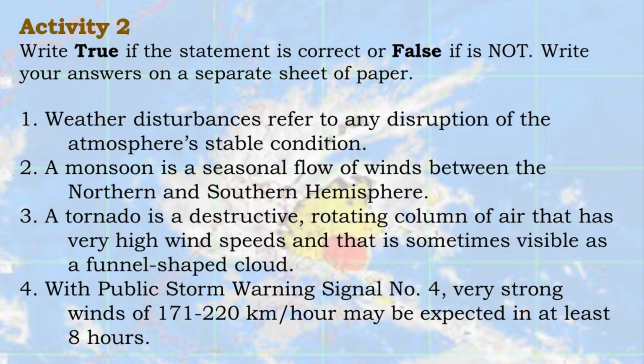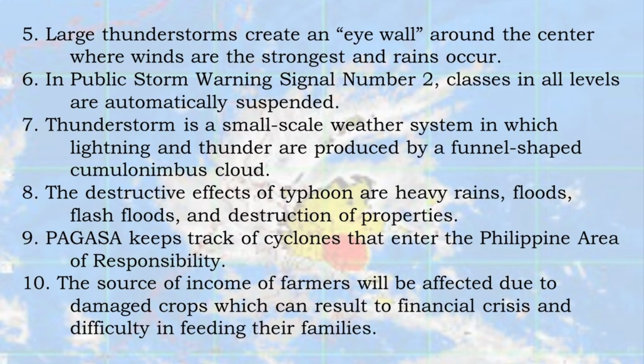4. With public storm warning signal number 4, very strong winds of 171 to 220 km/h may be expected in at least 8 hours. 5. Large thunderstorms create an eye wall around the center where winds are the strongest and rains occur. 6. In public storm warning signal number 2, classes in all levels are automatically suspended. 7. Thunderstorm is a small-scale weather system in which lightning and thunder are produced by a funnel-shaped cumulonimbus cloud.